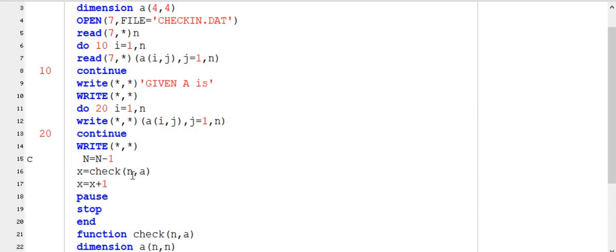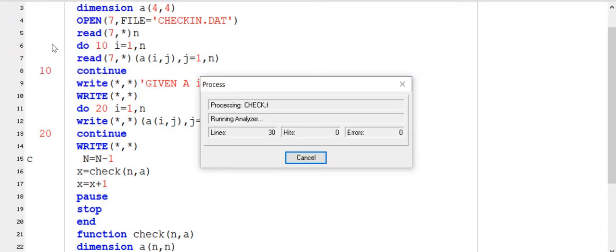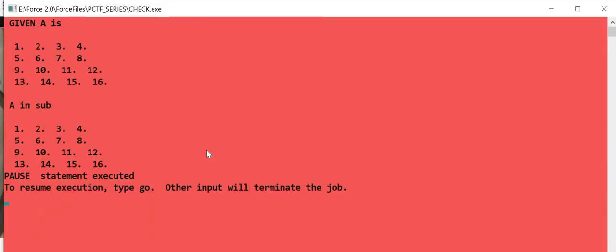So n is 4 because I am reading n as 4, and that same n is being used here. That means the dimension of both the main and the sub are the same, 4. So I told you that there will be no problem. Let us see what happens when the dimension in both main and sub are the same. Then I can pick up the result that I want. That means in the communication between the main and the sub, there will be no problem.